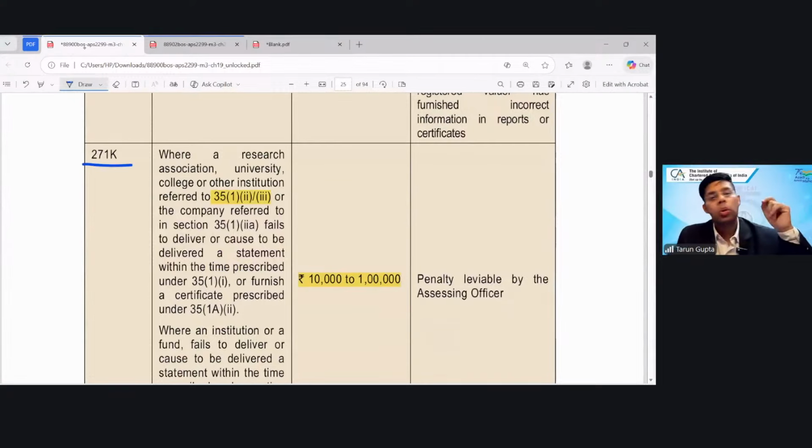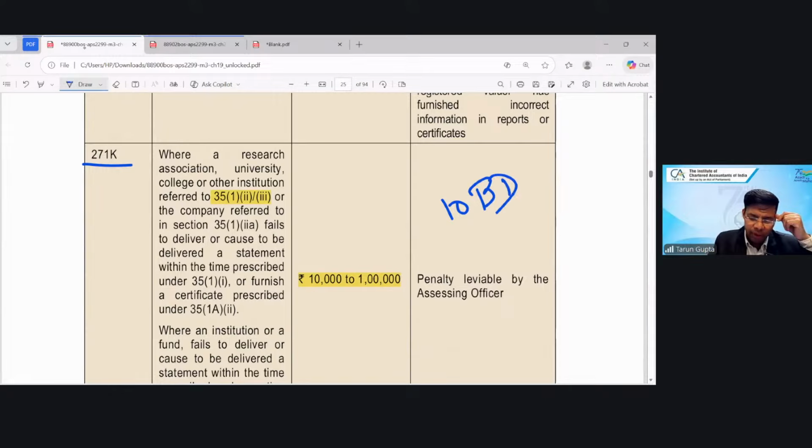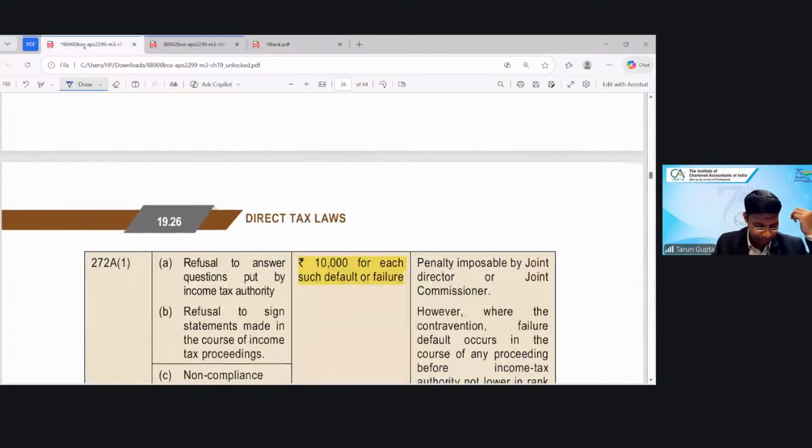271K. If you remember, the scientific research organizations and the 80G institutions who have been granted registration under section 80G are required to issue Form 10BE, to furnish Form 10BD and issue Form 10BE to all the persons who have given them donations. If they default in this, there's a penalty of 10,000 to 1 lakh.